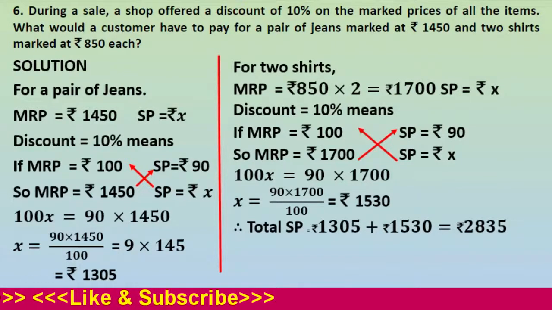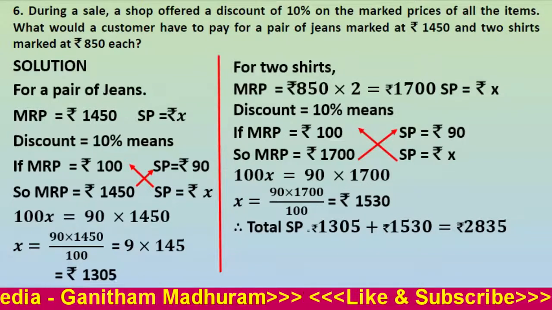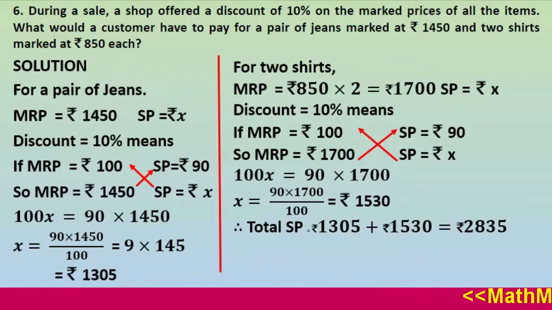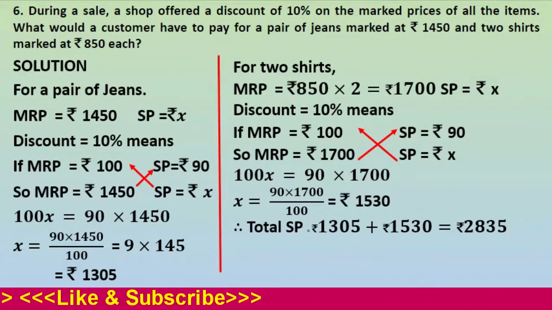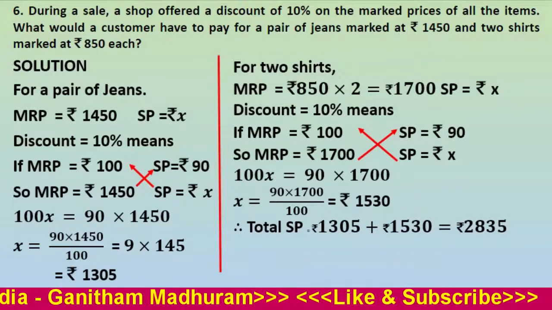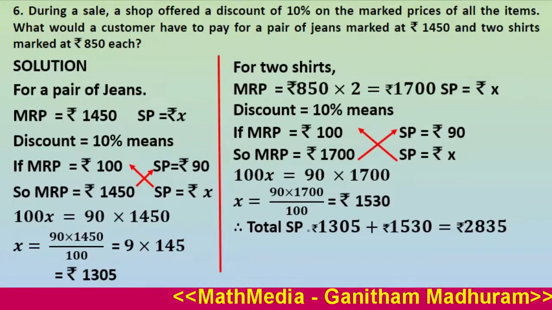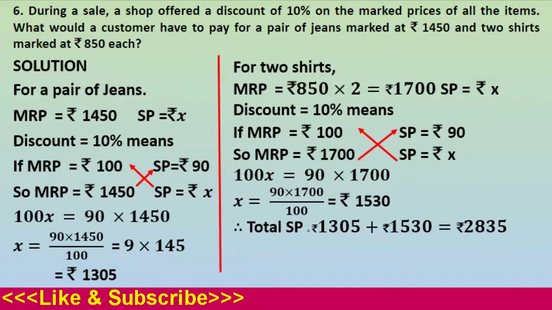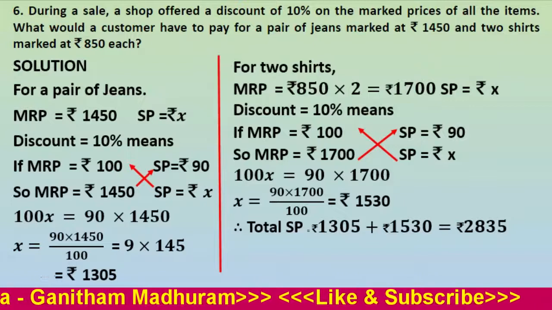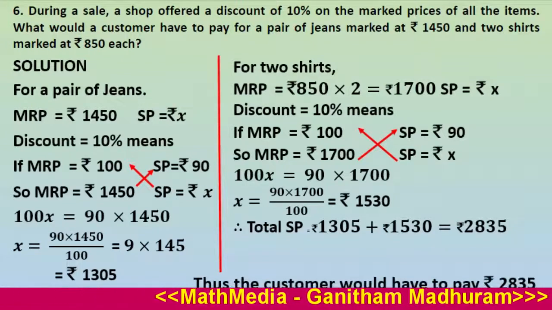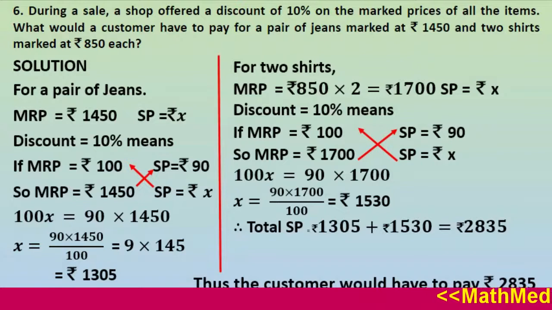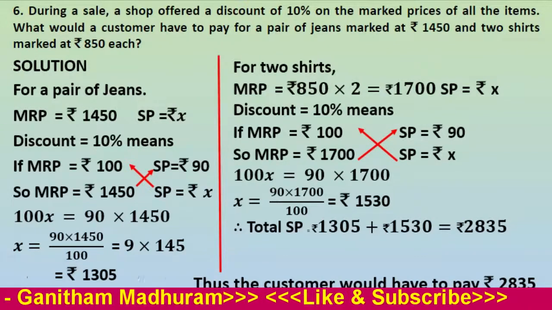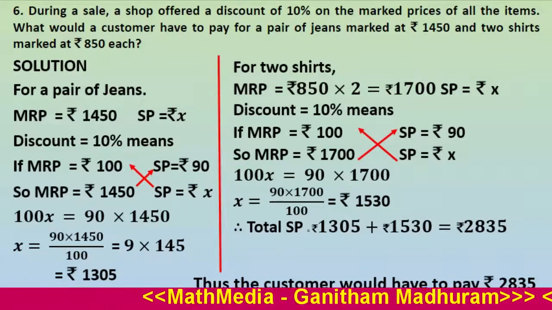That means for two shirts, the customer has to pay rupees 1530. Our question: what would a customer have to pay for a pair of jeans and two shirts? So the total SP is rupees 1305 plus rupees 1530 equal to rupees 2835. That is, the customer would have to pay rupees 2835 for a pair of jeans and two shirts.